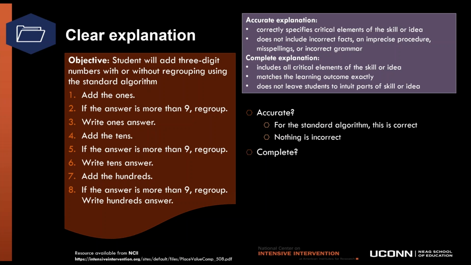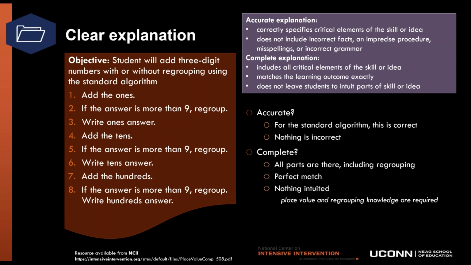And then the second thing, is it complete? Does it include everything students need to do? And absolutely in this case, all the steps in regrouping for 3-digit numbers are included. It matches perfectly. And students aren't expected to figure things out for themselves, right? So with the complete explanation, you have to include all the critical elements, match the learning outcome, and not have students intuit anything. In this case, though, you would have to be sure that students already understood place value and basic regrouping with 2-digit numbers, for example. So this would be a continuation of that.